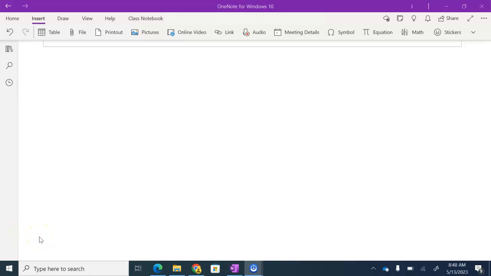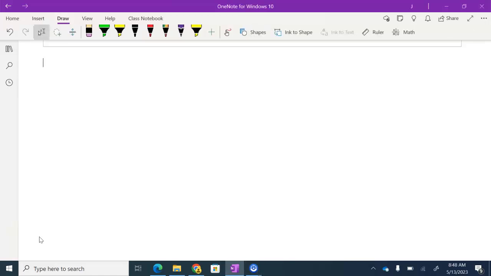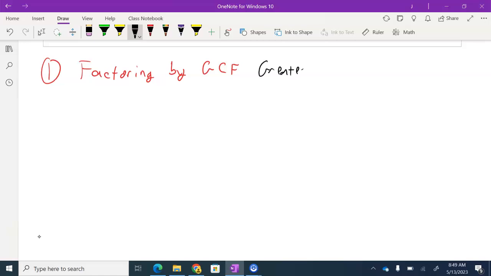Okay, so factoring is basically going backwards from multiplying polynomials. And there's going to be three types of factorings that you'll see. One is factoring by GCF, which is greatest common factor. And greatest common factor just means what is the biggest number that can divide out of all terms.